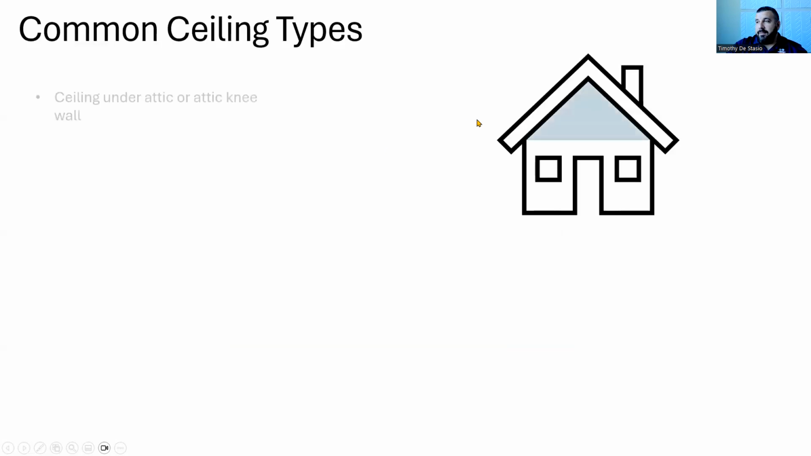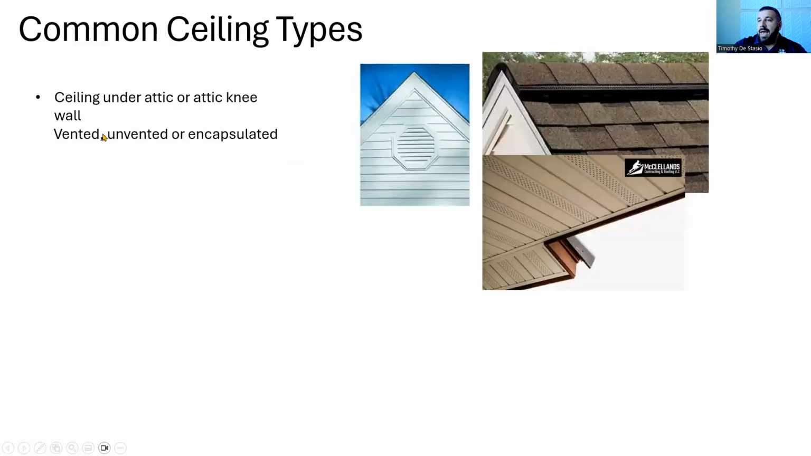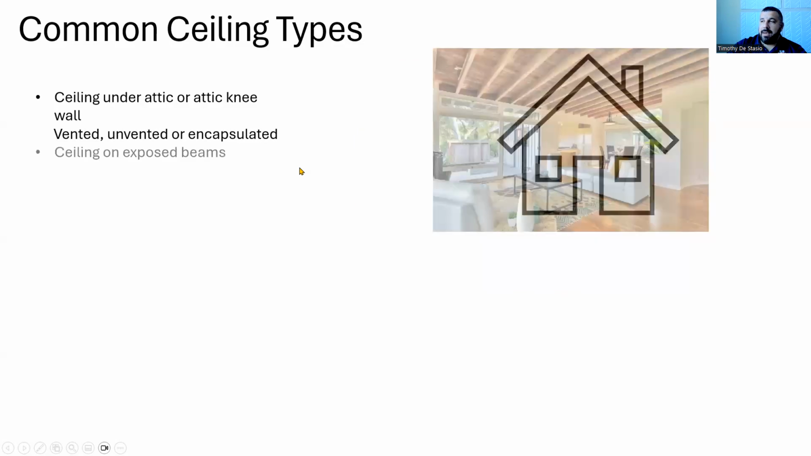Let's talk about ceilings, because ceilings can let a lot of heat in during the summer. Ceiling under an attic or attic knee wall, so we all know about that. Usually it's a flat ceiling. Above it, you have a really hot attic. And those attics can be vented, unvented, or encapsulated. So you're looking for vents like a ridge vent, a gable vent, a soffit vent, or if there's spray foam or another insulation on the roof deck, then that would be an encapsulated attic.